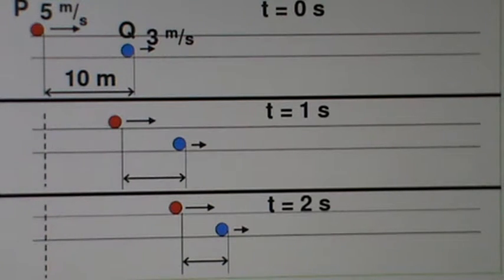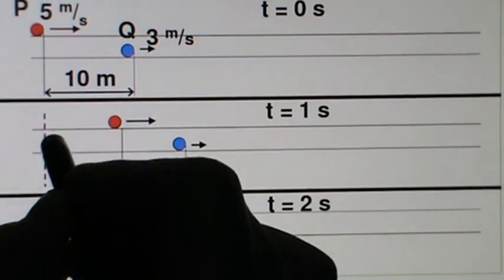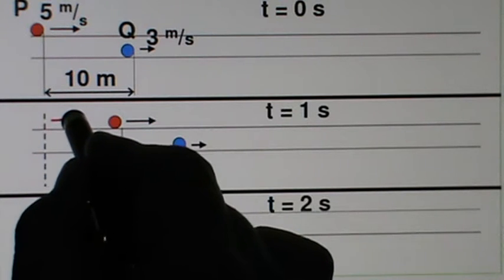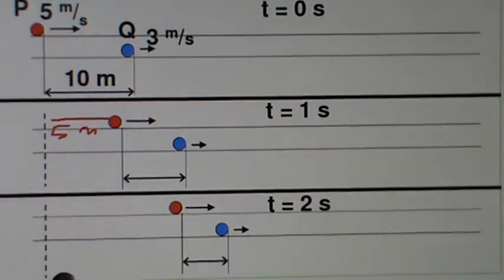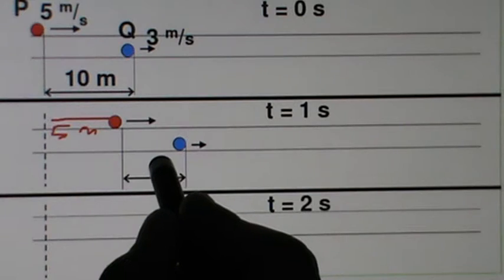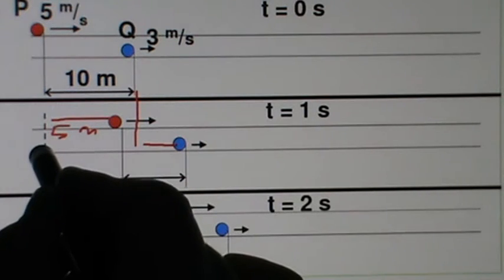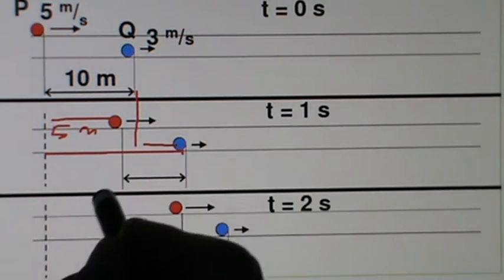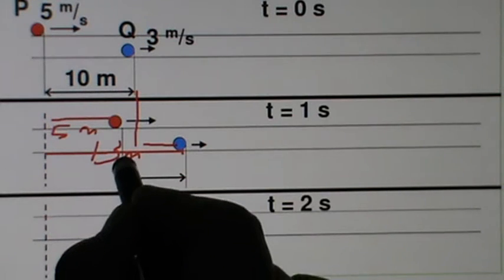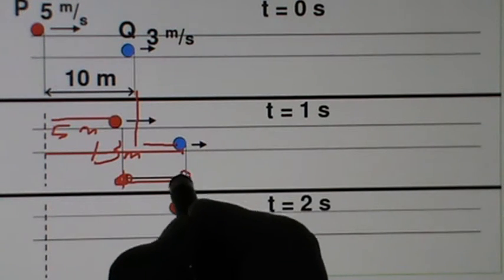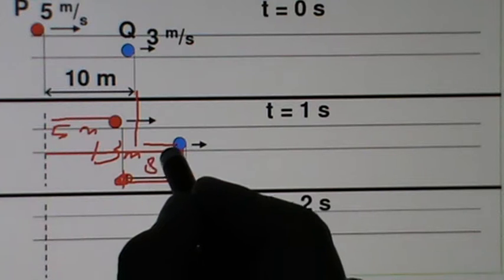Now let's think about the situation after 1 second. Car P moves with speed 5 meters per second, and after 1 second the distance traveled by P is 5 meters, and the distance traveled by Q is 3 meters. So from here is 3 meters, and the distance from this to here is 13 meters. And you'll see that the distance between P and Q now is 13 minus 5, so you will get 8 meters.